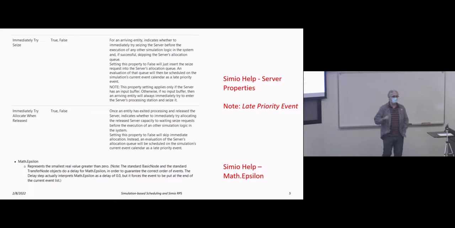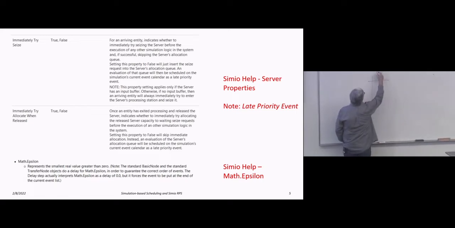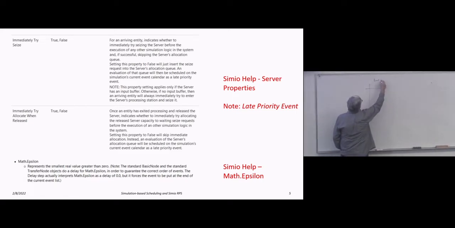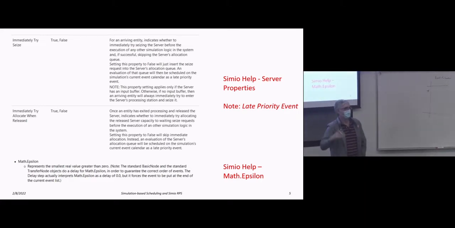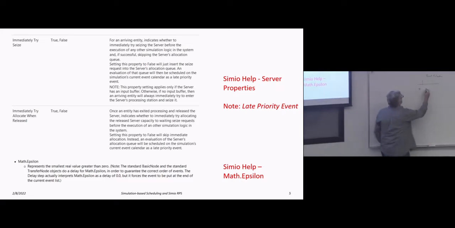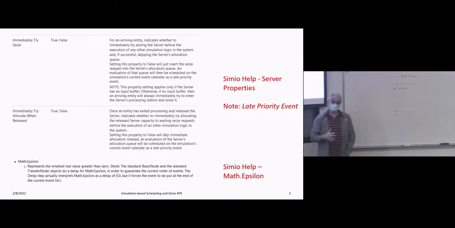Okay, well, let's look at what delay math epsilon does for just a second. You can think of it this way. Here's my event calendar. And let's just say here we are at time X. Doesn't matter what X is, okay? So let's pretend it's time X and I have an entity arrive. I'm going to have an arrival event.